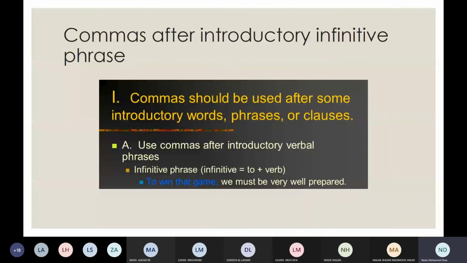Sarah, can you explain this? Yes, we can have infinitive phrases, which are verbals. They look like a verb, but they act like a noun, an adverb or an adjective. So we can write them at the beginning of the sentence, but we must write a comma after it.